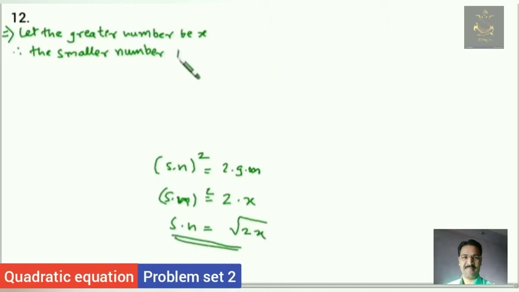This is very, very important. Okay, friends. Understand this one? What is given to us? The square of the smaller number is equal to twice the greater number. But the greater number we already supposed to be x. Here a square is there and we need only the smaller number, so taking the square root, we get root 2x. This is a very important one.